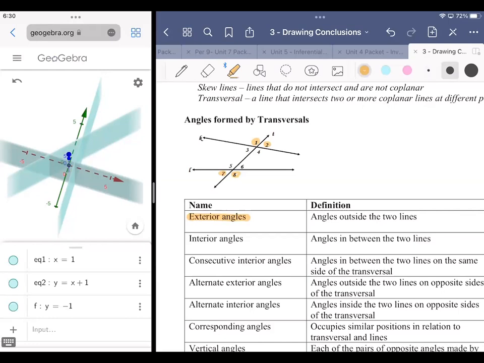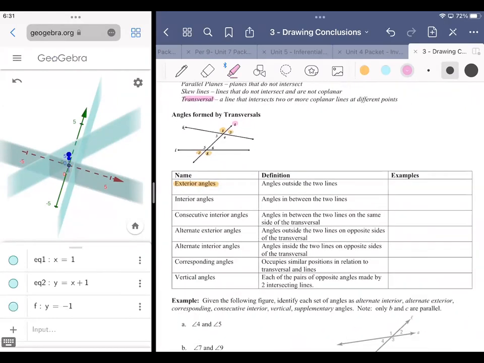The two lines would be the ones that are either going to intersect or not intersect. Now, a transversal is a third line that intersects the other two lines. It could be more than two lines, but we'll only focus on the two lines. So that line T, that's the transversal. Now, the interior angles would be everything that's contained within the lines. So that would be these angles. The exterior angles are angles 1, 2, 7, and 8. The interior angles are 3, 4, 5, and 6.